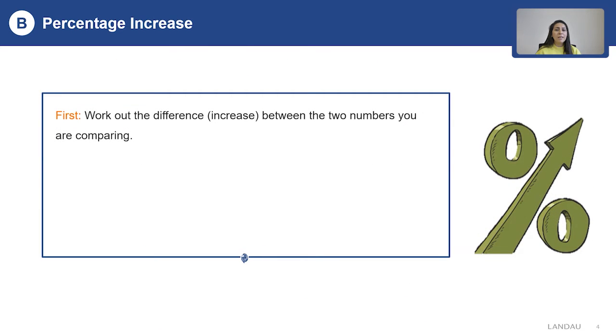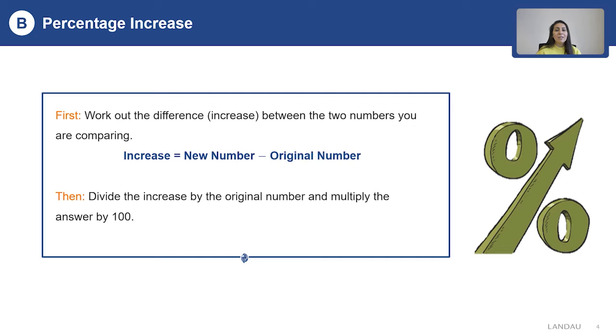How could we find the percentage increase? First, we have to work out the difference between the two numbers that we are comparing. In other words, we will subtract the original number from the new number. Then, we will divide the increase by the original number and then multiply it by 100%. In other words, increase divided by the original value and multiplied by 100.